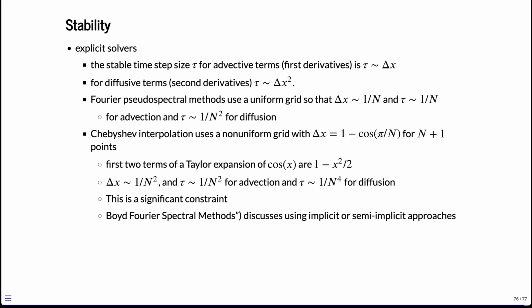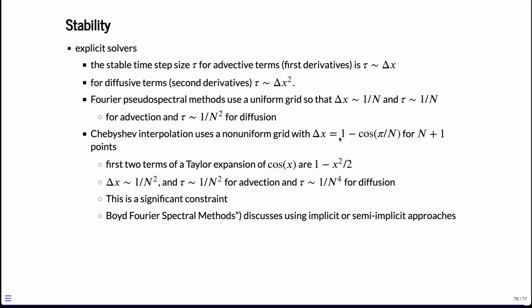Fourier pseudospectral methods use a uniform grid, and that means that delta x goes like the inverse of n. So if we double the number of grid points, we halve the grid spacing, and that means that tau is going to go like 1 over n for advection, and tau will go like 1 over n squared for diffusion. So if you double the number of grid points, you have to take 1/4 as big of a time step size. Now, for Chebyshev interpolation, we use a non-uniform grid.